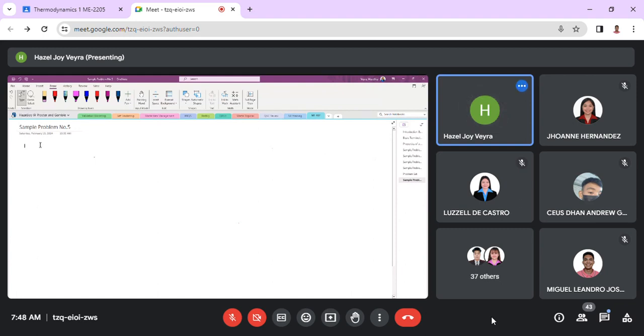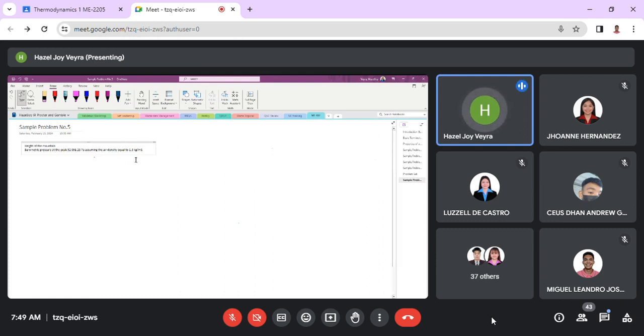I'll read the problem. Calculate the height of the mountain above sea level if the barometric pressure at the peak is 92,091.28 Pascal, assuming the air density equal to 1.3 kilogram per cubic meter.